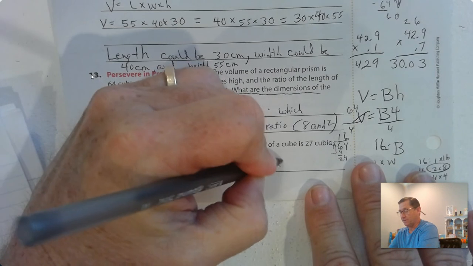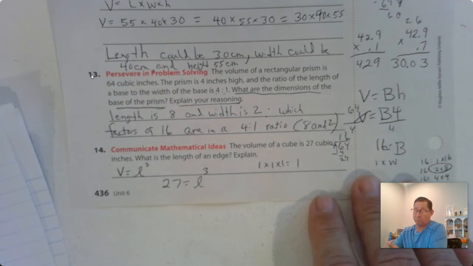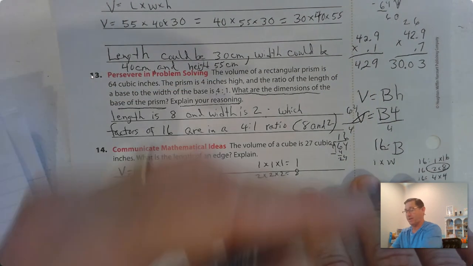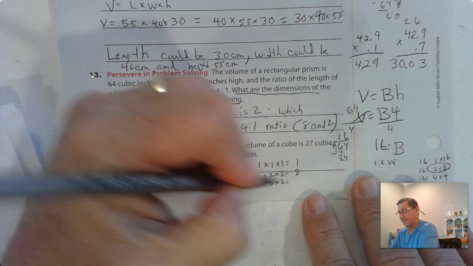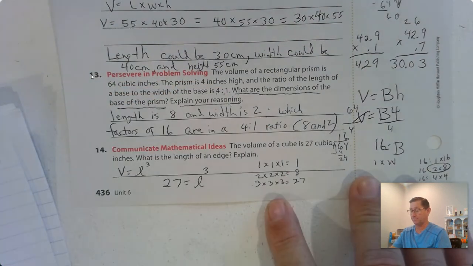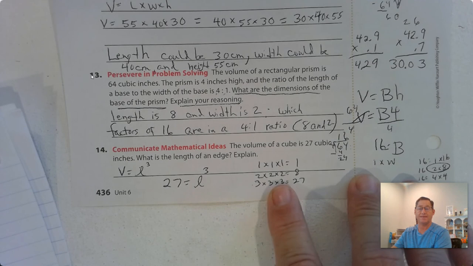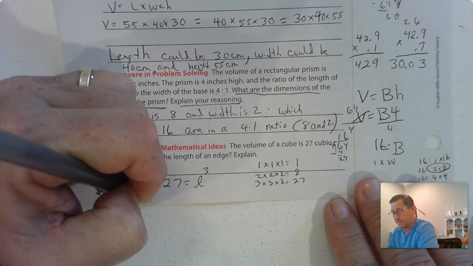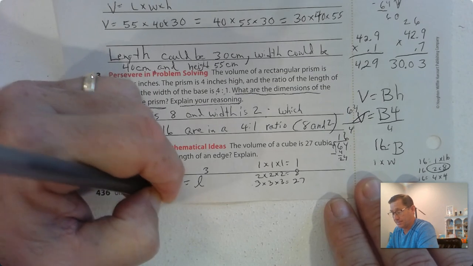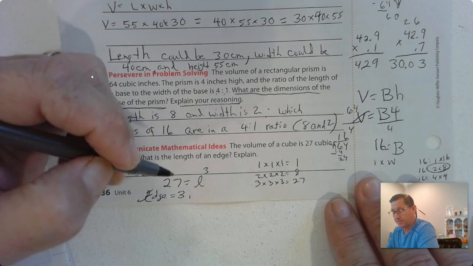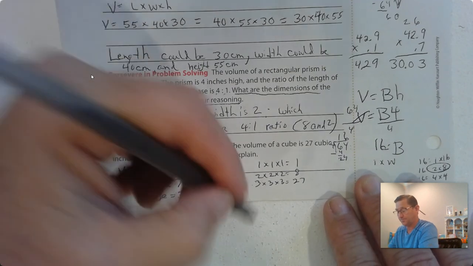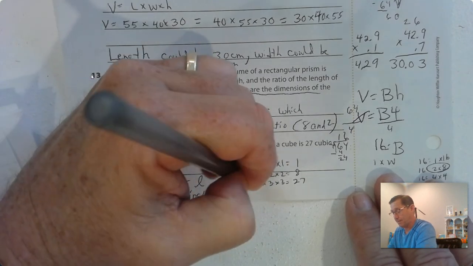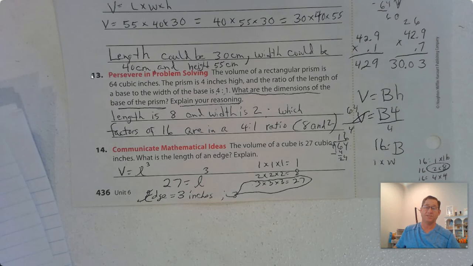Well, we could just try some different numbers. 1 times 1 times 1 is 1. 2 times 2 times 2 is 8. 3 times 3 times 3 is 27. Well, okay, so we're done. 3 times 3 is 9. 9 times 3 is 27. So the edge equals 3 inches. And that's our explanation.